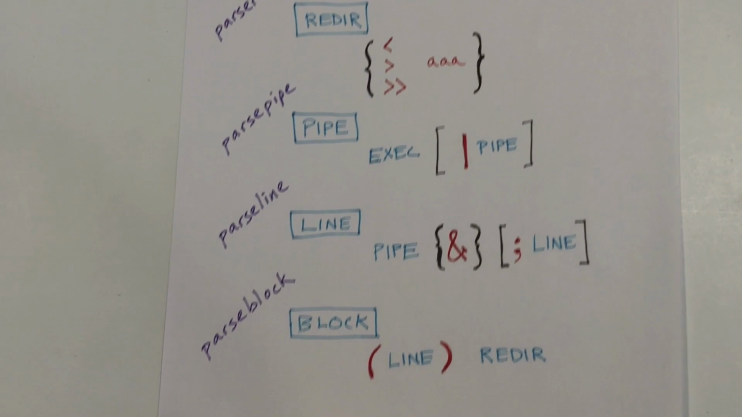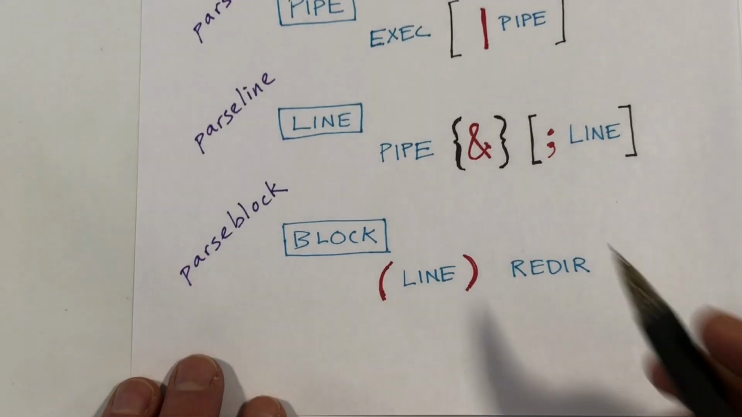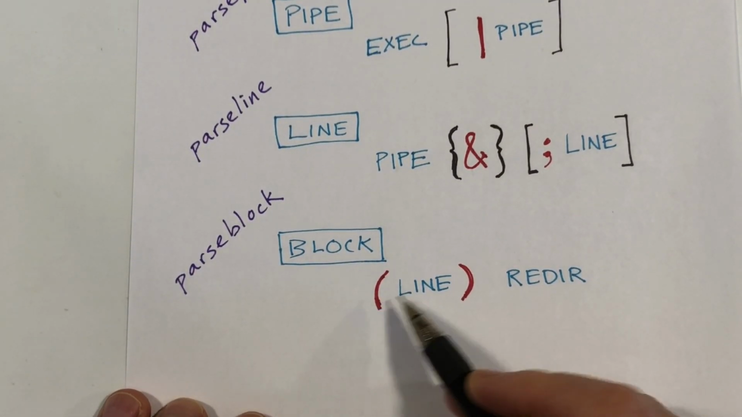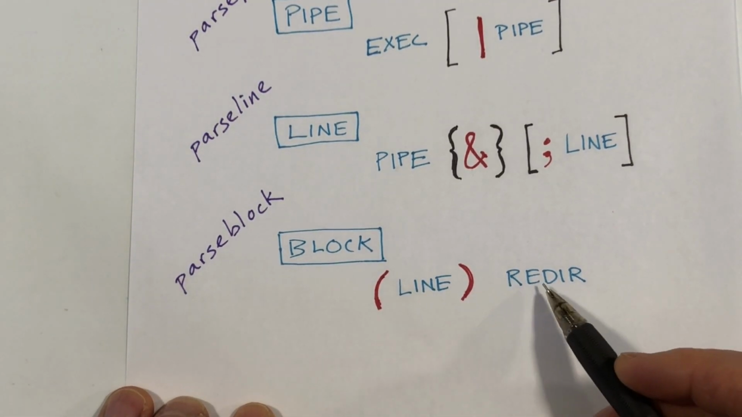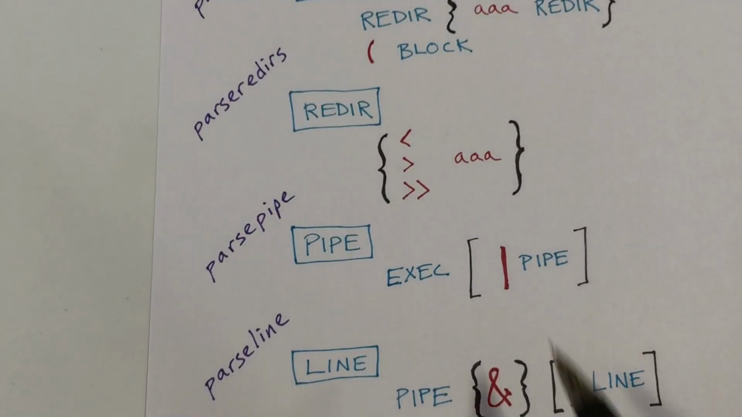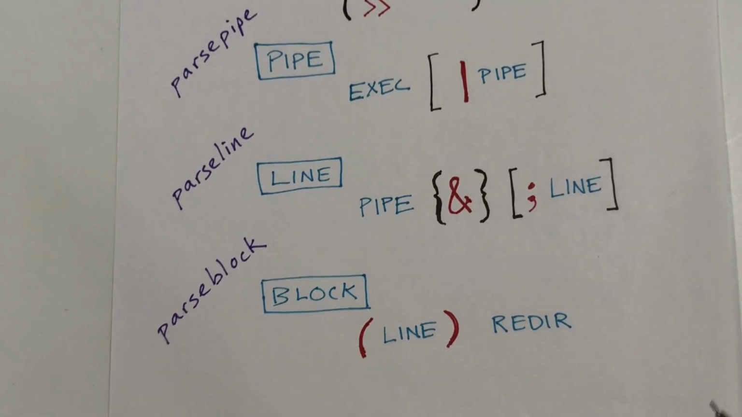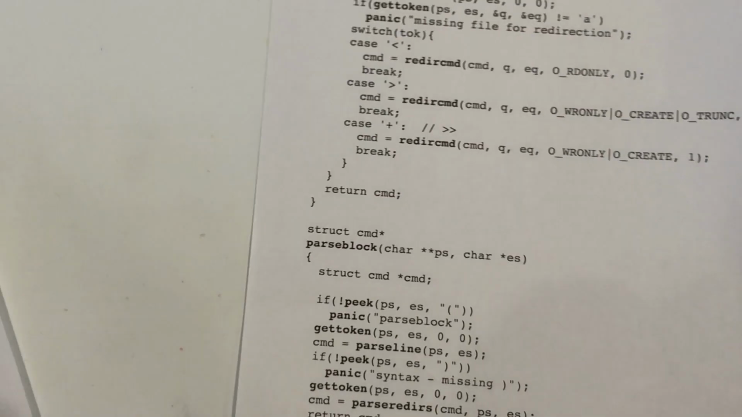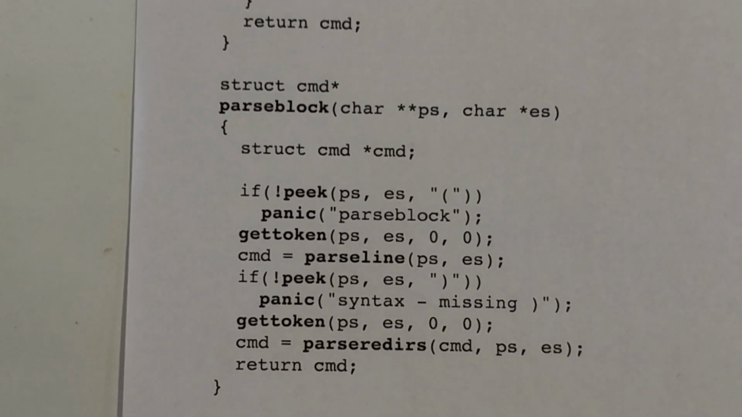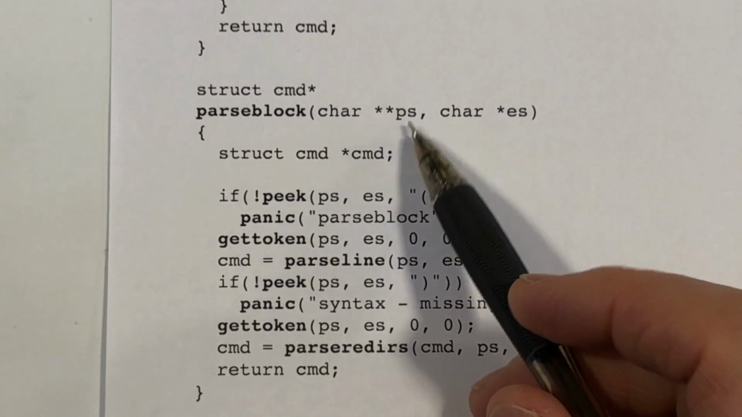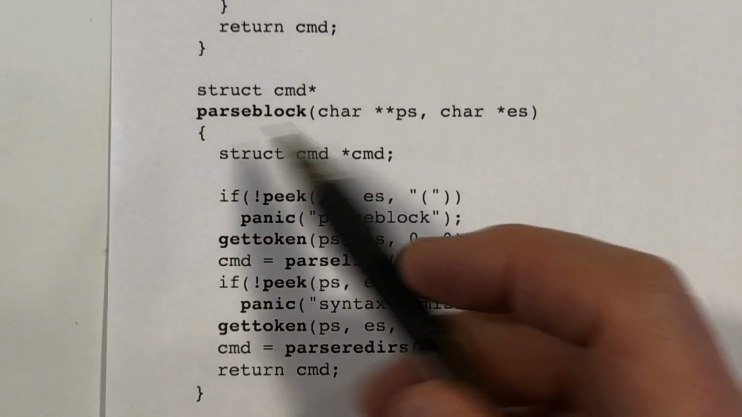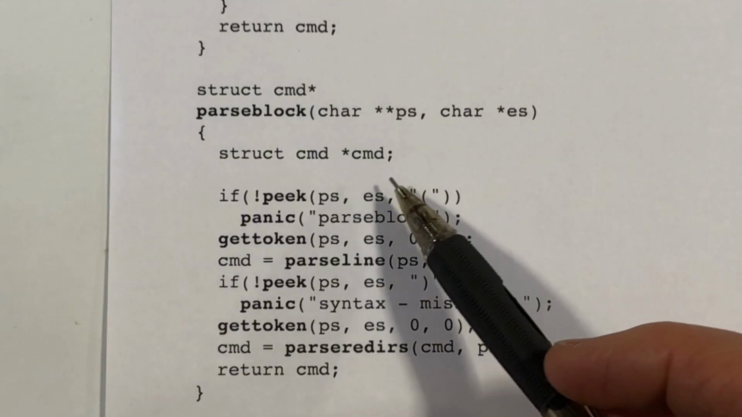Next, let's take a look at ParseBlock. And you can see that it picks up a left parenthesis, calls Parseline, picks up a right parenthesis, and then picks up any redirections that we may have. So here's the code for ParseBlock. Again, passed a pointer to where to start the scan and where to end the scan, and it returns a pointer to the tree that it builds.